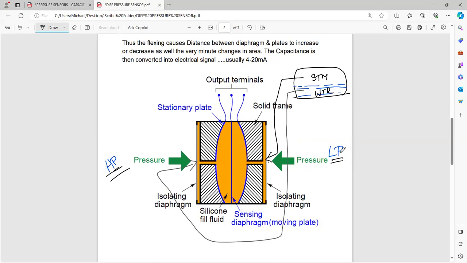And here once again you're having your capacitor number 1 and capacitor number 2. This being your flexible diaphragm, then you're getting the output of 1 over here and you're getting the output of 2. The difference is then given as the signal to the output.